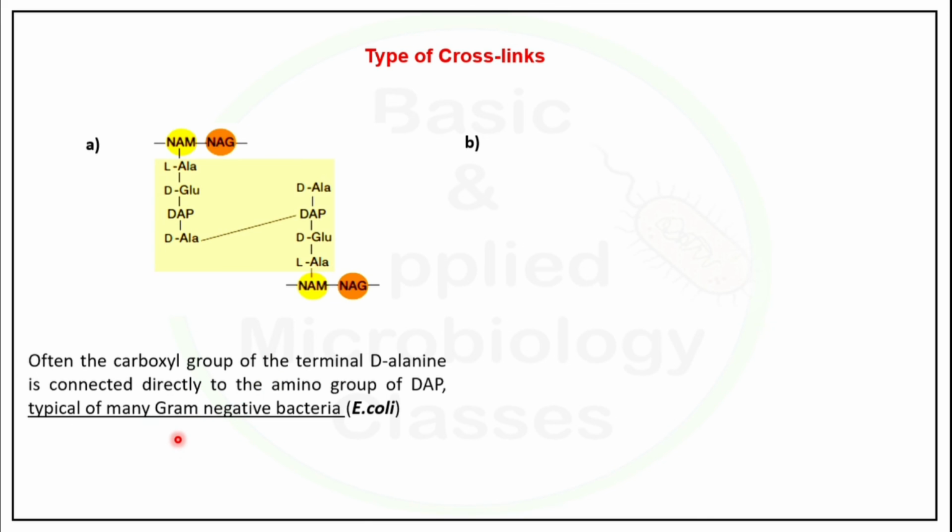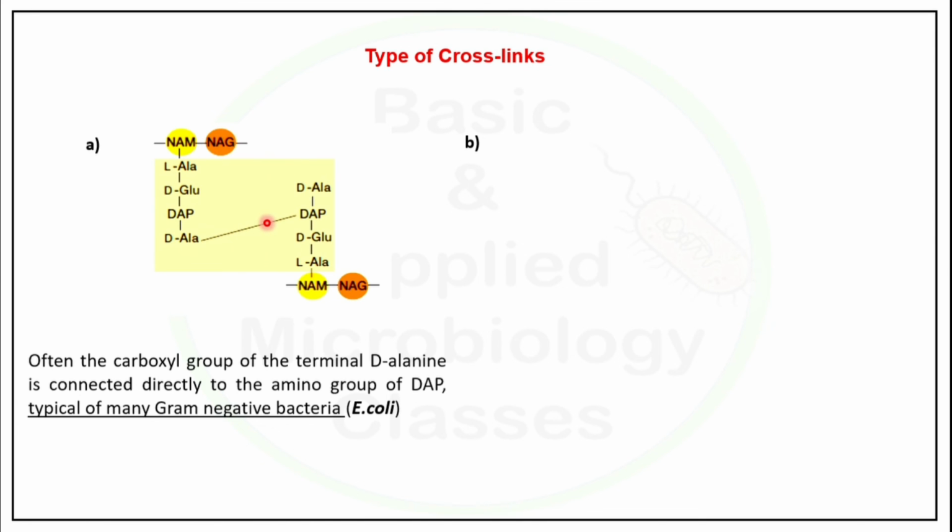In many gram-negative bacteria, how are different chains of peptidoglycan cross-linked with each other? You should know here the terminal D-alanine. Often the carboxyl group of terminal D-alanine is connected to the amino group. I have already told you, diaminopimelic acid is usually present in gram-negative bacteria, and it is a diamino acid. One amino group forms a peptide bond with the adjacent amino acid, and another amino group, present in its side chain, usually forms a bond with the terminal D-alanine of another chain. This we call cross-linking.